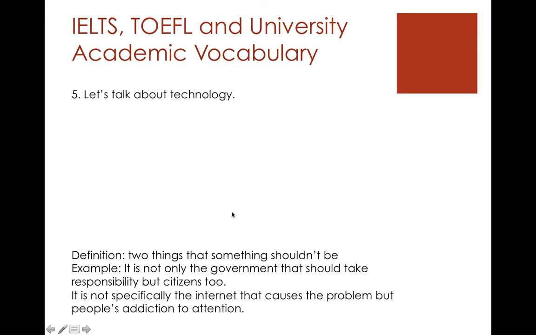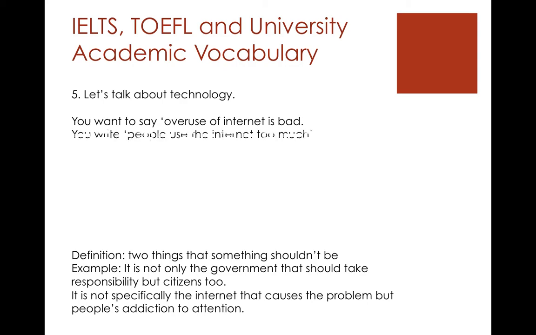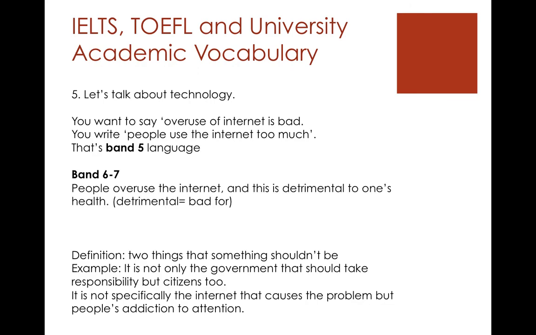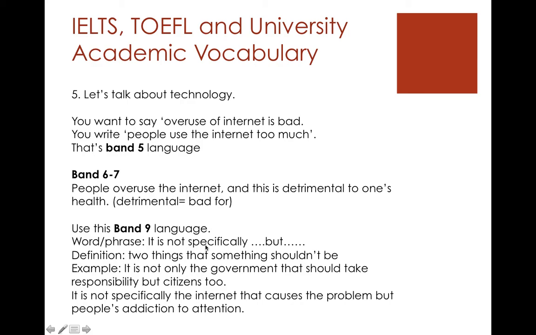So number 5, our last phrase, and we'll see what kind of vocabulary we have here for you to learn. Let's talk about technology. You want to say overuse of the internet is bad. You write, people use the internet too much. And 6 to 7, people overuse the internet and this is detrimental to one's health. This means someone who's doing that. Detrimental means bad for you. And here's the Band 9. It is not specifically something, but something else. So this is a more advanced construction. So it means 2 things that shouldn't be. So it's not specifically this, but it's this.